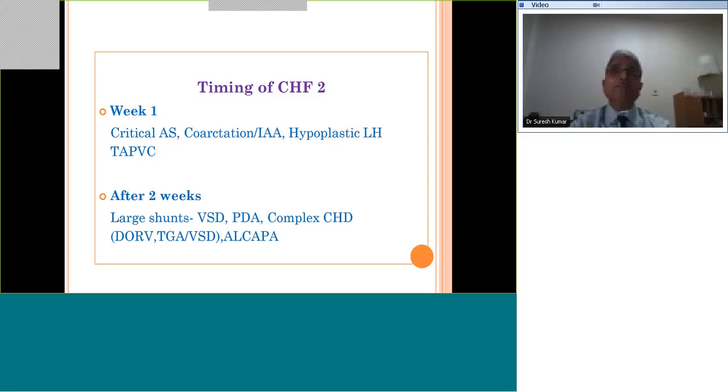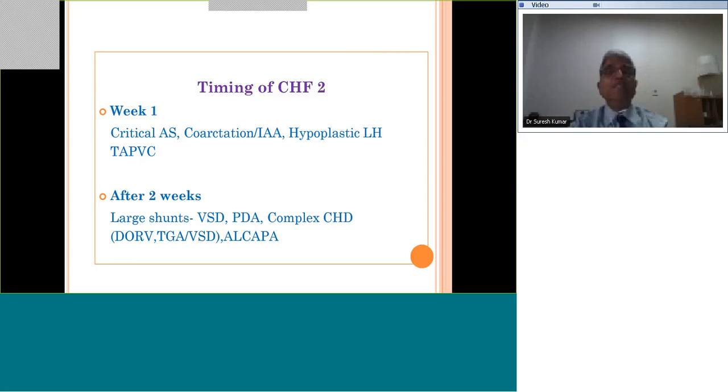The duct, instead of closing in the first 24 hours, if it closes in 48 or 72 hours, could present a little later. But by and large, heart failure in the first week of life denotes left heart obstruction. Remember this. Heart failure in the first week of life, the commonest cause is left heart obstruction. Critical aortic stenosis, hypoplastic left heart syndrome, coarctation or interrupted aortic arch, all these tend to present with heart failure and/or shock in the first few days of life.